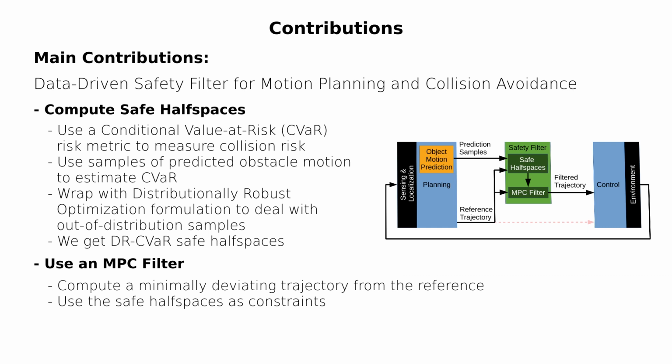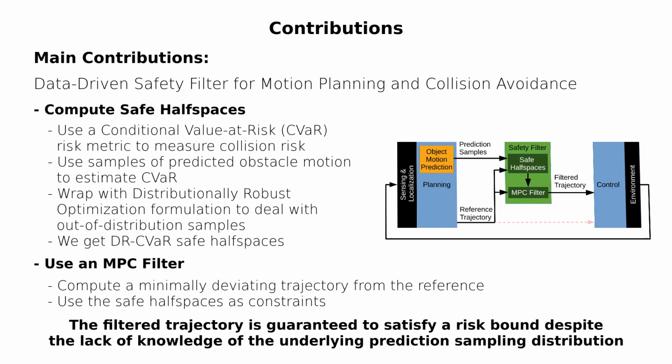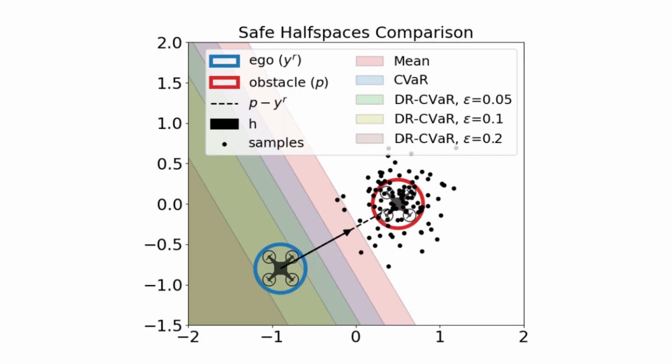Next, we formulate an MPC problem to compute a minimally deviating trajectory from the reference. We use the computed safe half-spaces as constraints in the MPC problem. The resulting filter trajectory is guaranteed to satisfy a risk bound despite the lack of knowledge of the underlying prediction sampling distribution. To demonstrate the safe half-spaces, consider an ego robot and an obstacle.